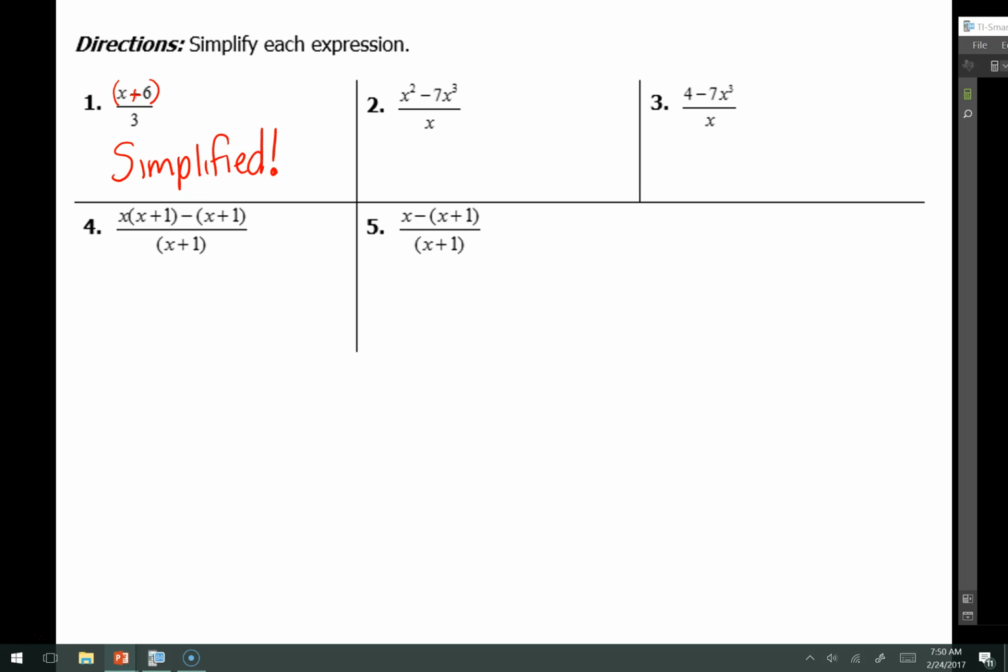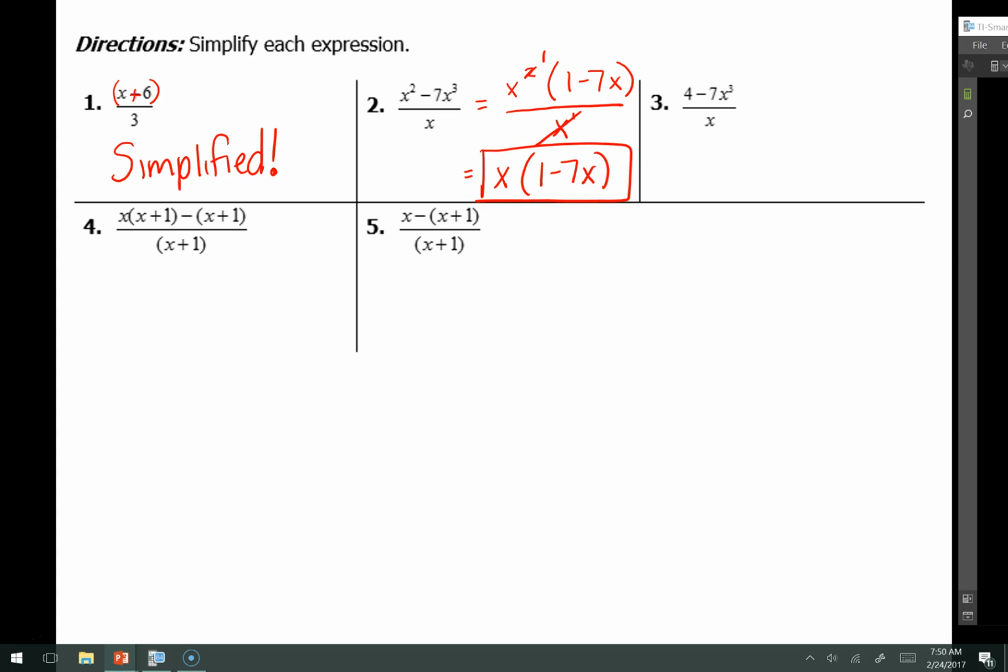All right, in the next one, I see a bunch of x's up in the numerator, so let's take out a GCF. Both of them have x squared, so that is x squared times 1 minus 7x, and that's all divided by x to the first power. If this is x to the first power and that's x squared, that means this one's going to divide out with one of those and there will be one left over because 2 minus 1 is 1. And so our simplified answer is x times 1 minus 7x.